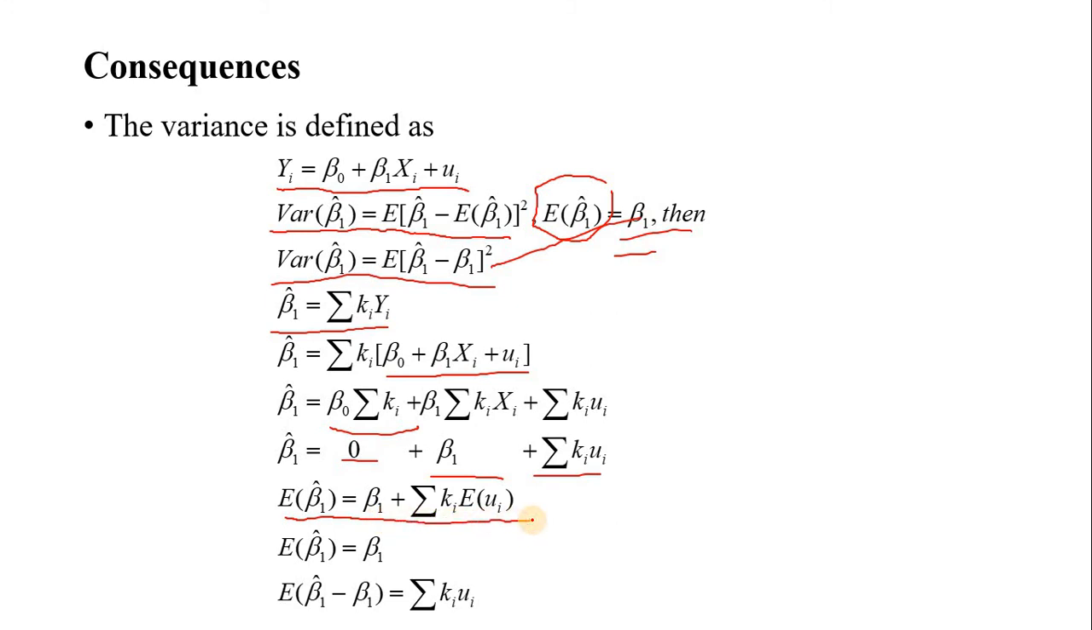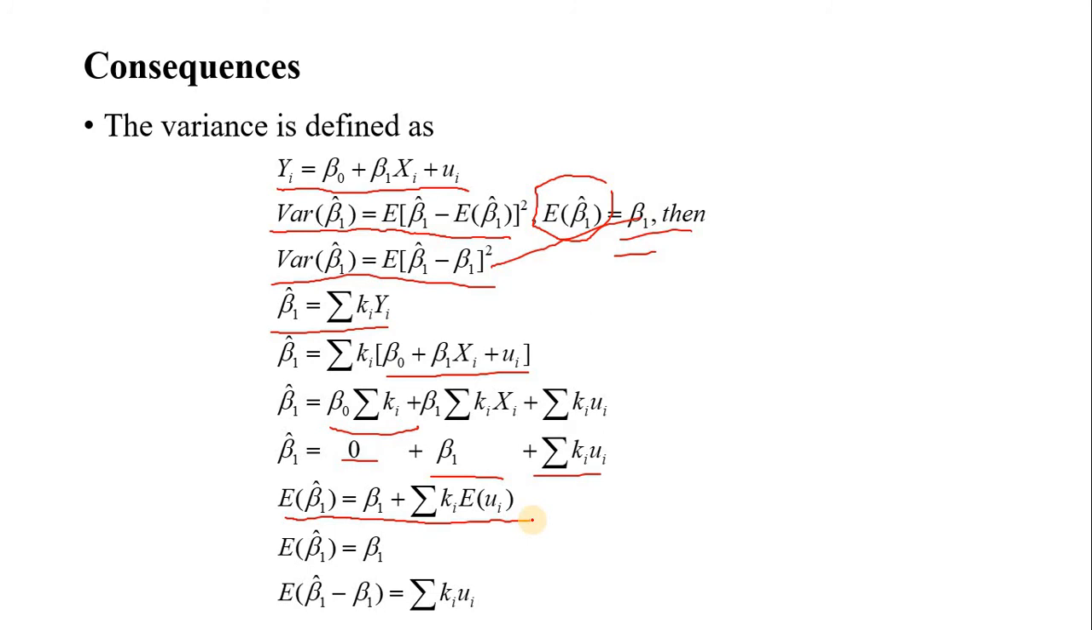Now we are taking the expectation symbol. So beta cap 1, take the expectation. So expected beta cap 1 is equal to expected beta 1. Beta 1 is a constant, so the expectation of a constant will be the same constant.